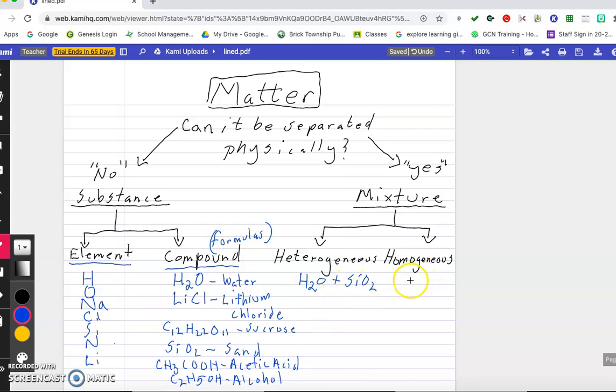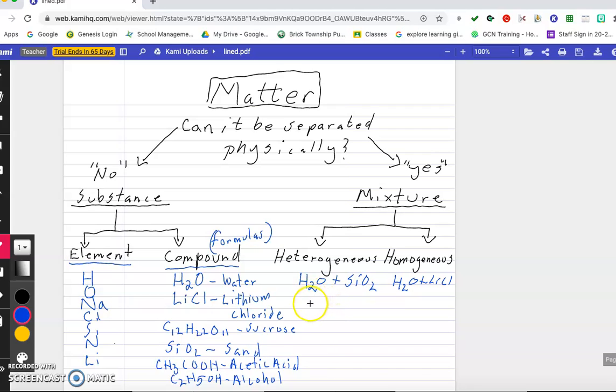Now, a homogeneous mixture would be something like water, H2O, and LiCl, lithium chloride. Lithium chloride is soluble in water. Originally, they both look completely different. Lithium chloride is a solid, water is a liquid. It dissolves into the water, creating one phase. This homogeneous mixture is one phase, whereas heterogeneous is two or more phases.